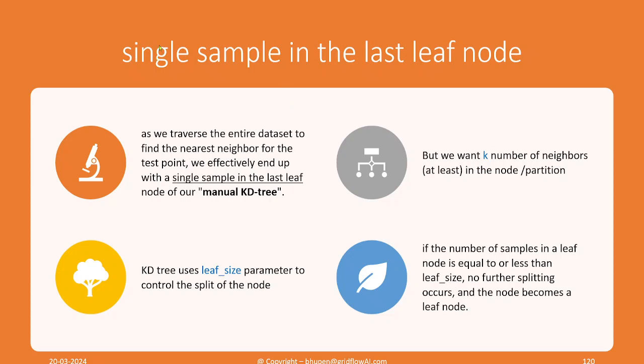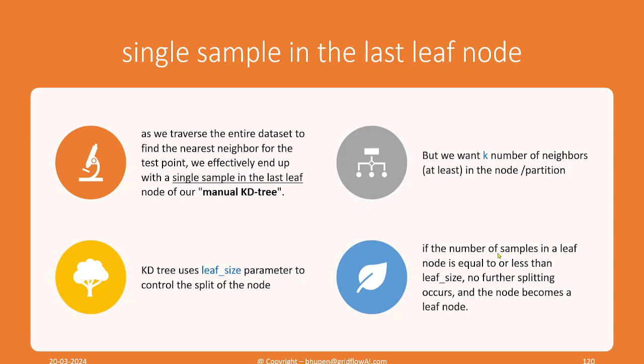Essentially, if we don't use the parameter, then eventually the last node will have only one single sample, and that's not what we are looking for. In each partition, we would like to find k neighbors. So each partition must have at least k samples in it. That is ensured by the parameter called leaf size.